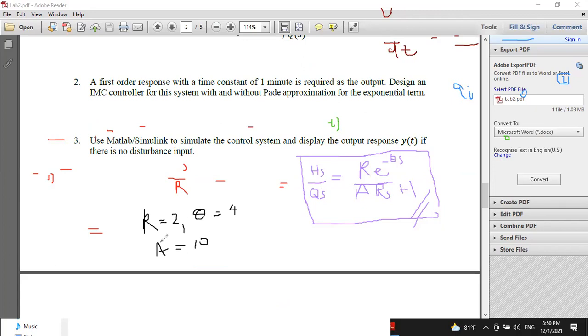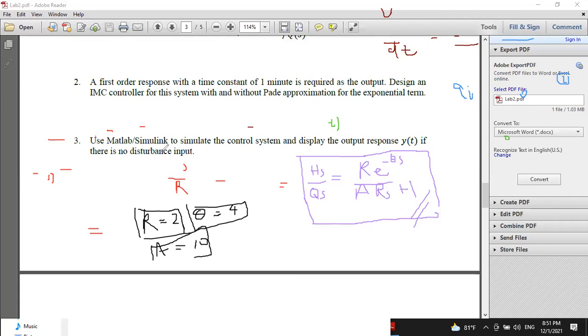Okay, these values: R is equal to 2, theta is equal to 4, a is equal to 10. You can try these. If you want, you can try this for some other values. If you want to try the system for some other values, it's fine. You have the liberty to do that, but please specify what values you use, right?